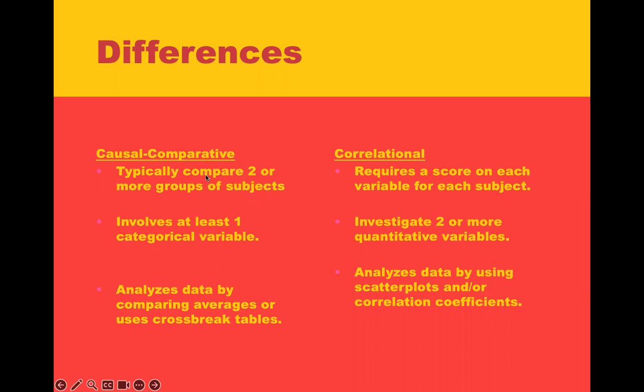In causal comparative research, we're typically comparing two or more groups or subjects, and that's the comparative side. It can be done in terms of gender, socioeconomic status, and the like, while correlation requires a score on each variable for each subject and compares relationships between those scores, whereas causal comparative, as I've said, looks into differences. It involves at least one categorical variable, whereas in correlational research, we need to investigate two or more quantitative variables. And these are differences in statistical measures, quantitative and qualitative.